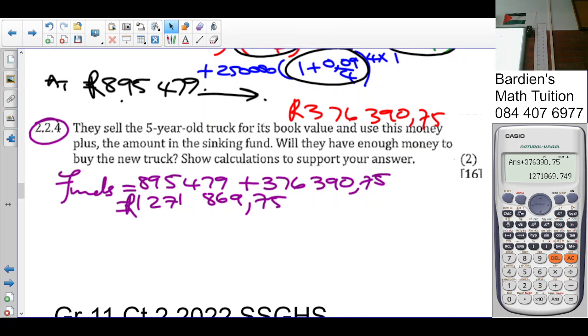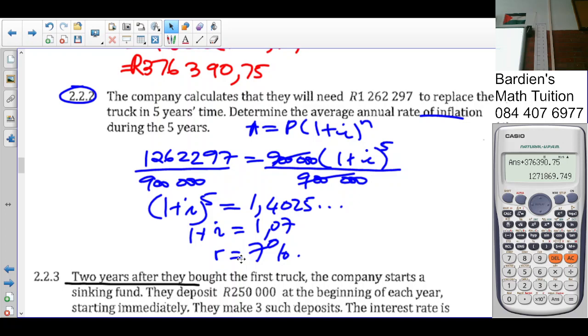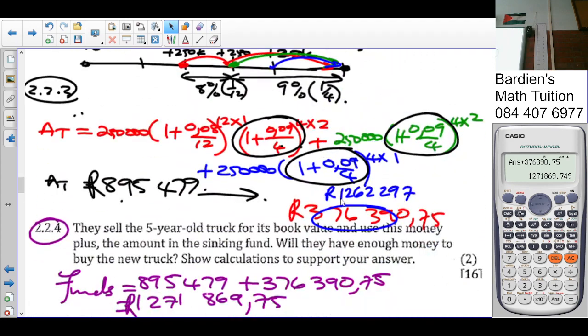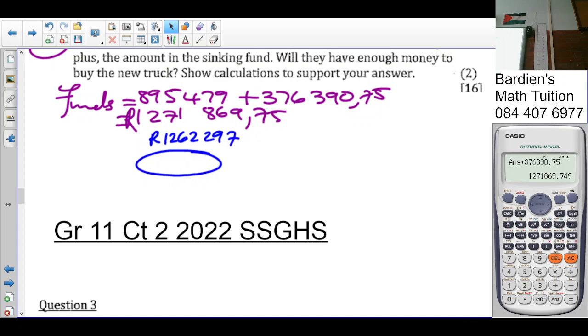How much is the new truck? You see, this is what the cost of a new truck would have been. 1,262,297 rand. That's the amount they need. Not so? Let's see. So if I subtract those two answers, minus 1,262,297.